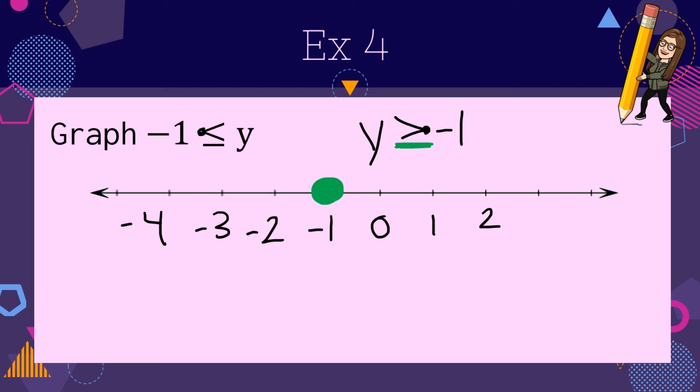Now let's shade, step 3. Y is greater than -1. Well, what's greater than -1? Everything to the right. 0's bigger, 1's bigger, 2's bigger, 50's bigger. I want to shade and draw an arrow to the right.